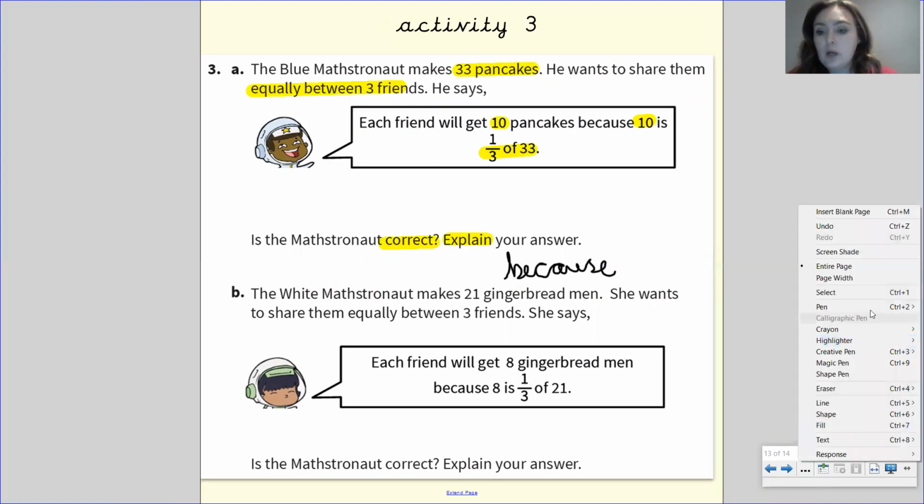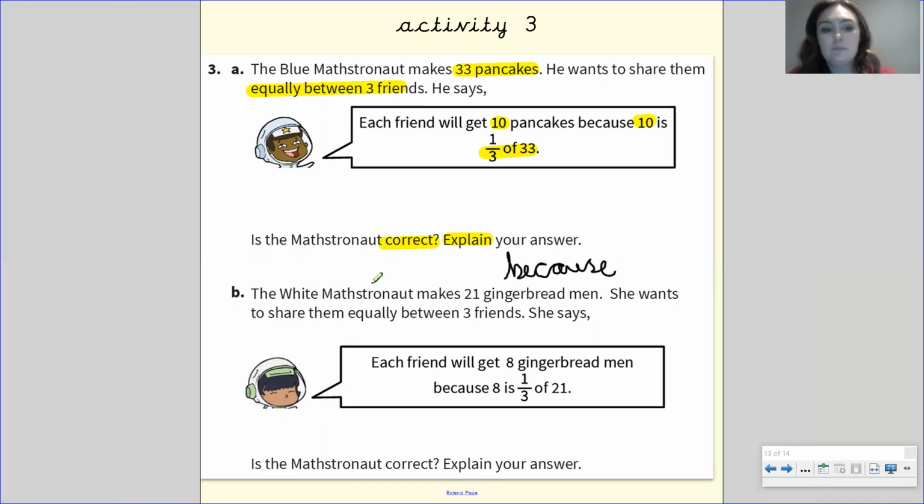Then the next question says, the white astronaut makes 21 gingerbread men. She wants to share them equally between 3 friends. She says each friend will get 8 gingerbread men because 8 is 1/3 of 21. Is the astronaut correct? Explain your answer. So again, you're going to be using that word because to explain whether or not she is right or wrong. So this is activity number 3.